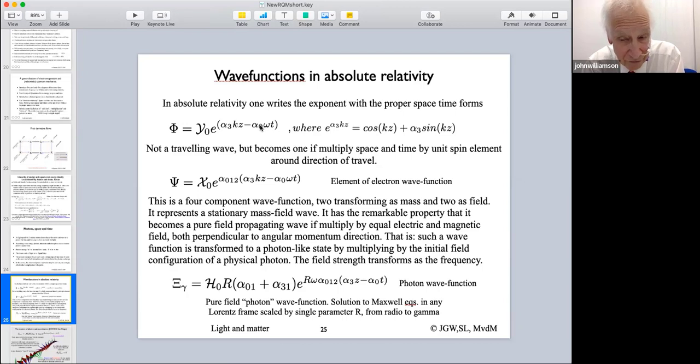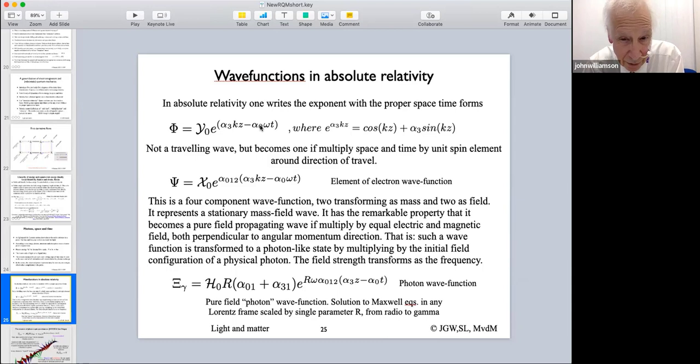In other words, it looks very like an electromagnetic field with an electric field and with a massive pair, just as in quantum mechanics, just as in the Dirac equation, except here the mass is now dynamical and not static. This represents a stationary mass field wave. It represents an element of the electron wave function.